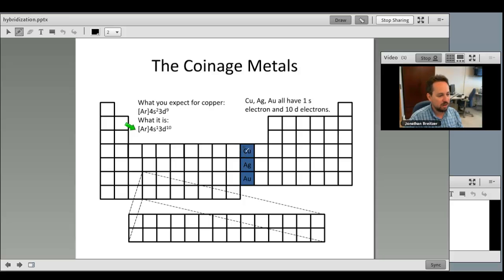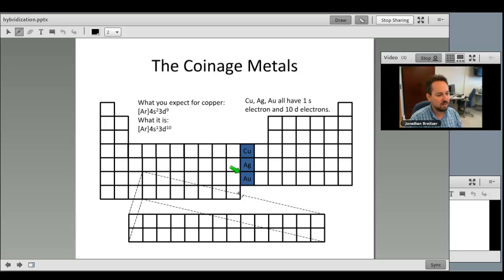Copper is argon, 4s1, 3d10. Now let's go to silver. Instead of argon, it's krypton. We go one noble gas down. Then 5s1, 4d10. So krypton, 5s1, 4d10. And then we go down to gold.